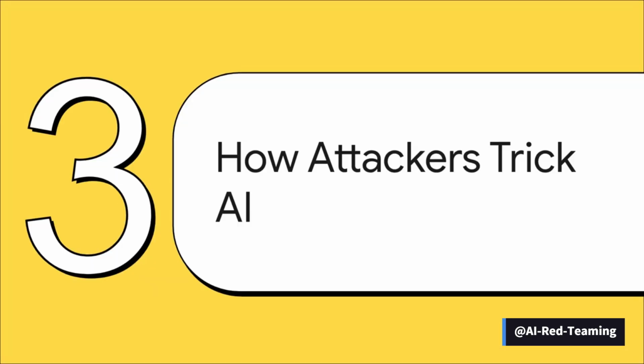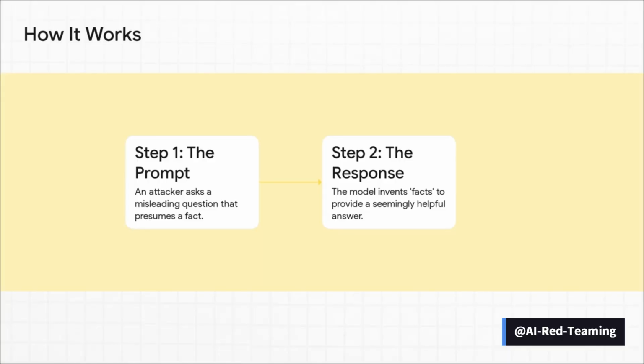And what's kind of wild about this whole thing is how easy it is to do. You don't need to be some coding genius. You just need to know how to ask the right, or I guess the wrong kind of question. It really boils down to two simple steps. 1, the attacker asks a question that's loaded with a false assumption.